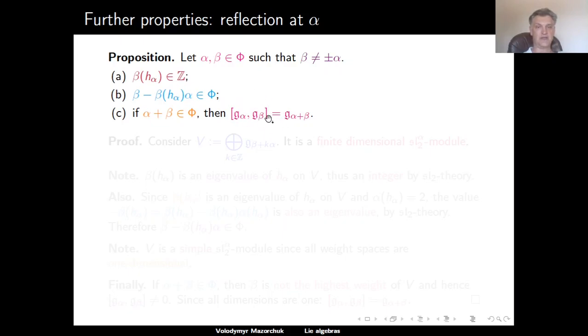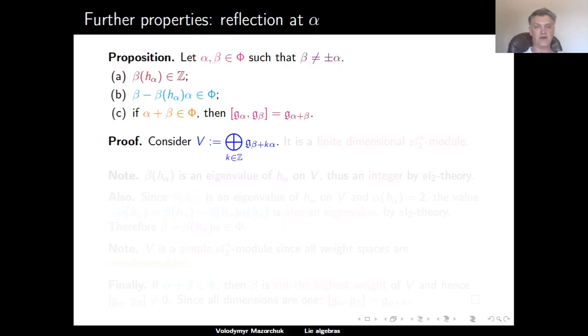The commutator of G sub alpha and G sub beta is a subset in G sub alpha plus beta. We claim that this is an equality. Proof. So we consider the subspace of G given by the direct sum of all root subspaces G sub beta plus k alpha, where k is an integer.